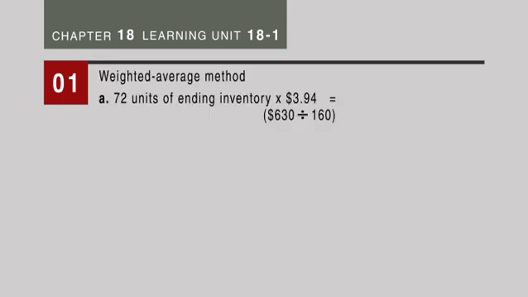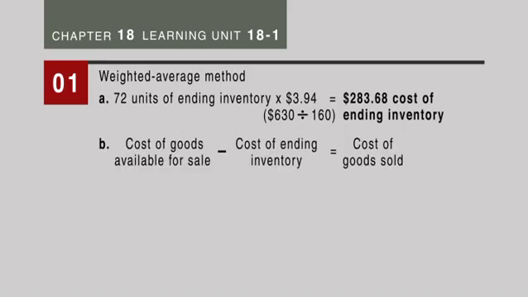Knowing that we have 72 units of ending inventory, we can figure out the average by taking that $630 divided by 160 units, and we get $3.94 per unit. Multiply $3.94 times 72, and that leaves us with a cost of ending inventory of $283.68.